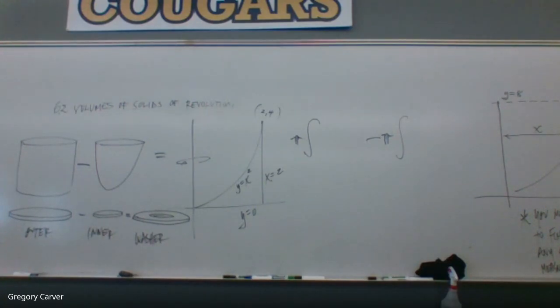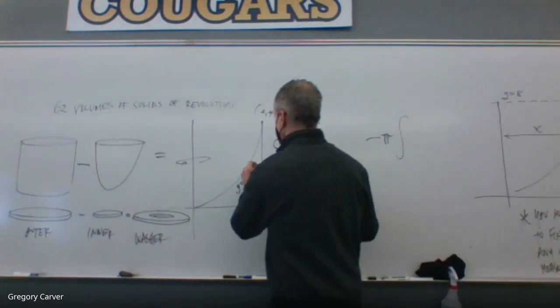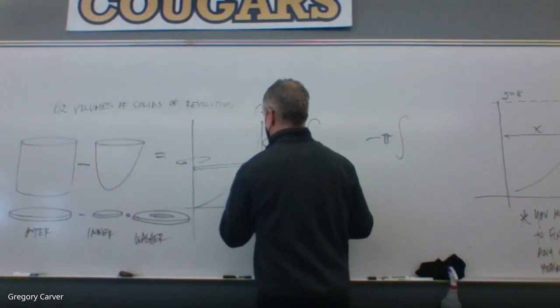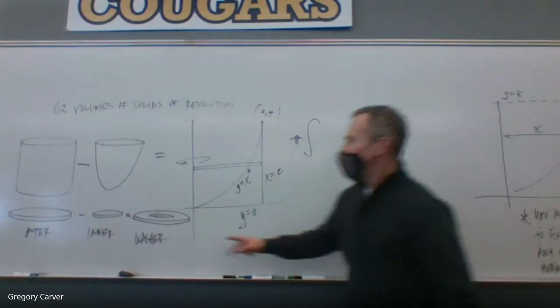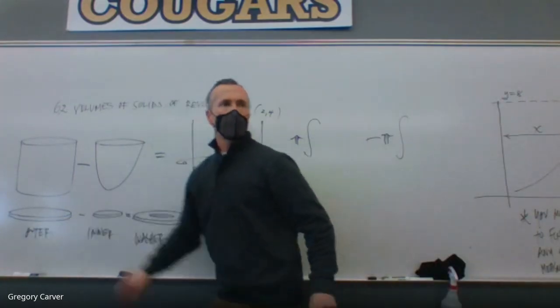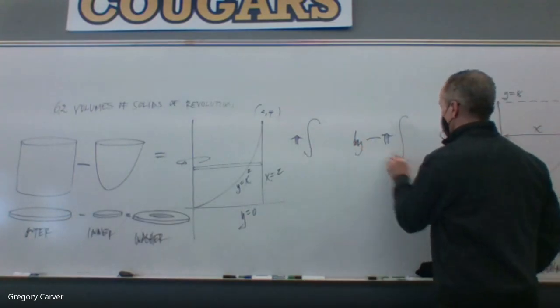It's got to be dy. Here's why. It has to be perpendicular to the axis of revolution. Otherwise, you're not going to get disks, right? Your rectangle has to go around here to create a disk, to create this disk right here. Does everybody see that? Okay, good. So these are both dy problems.